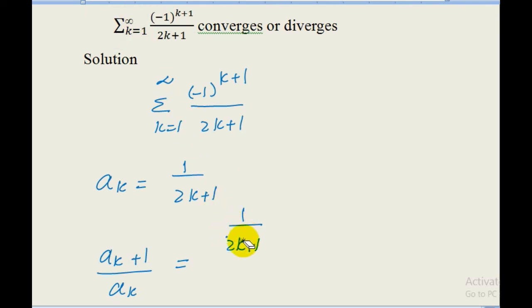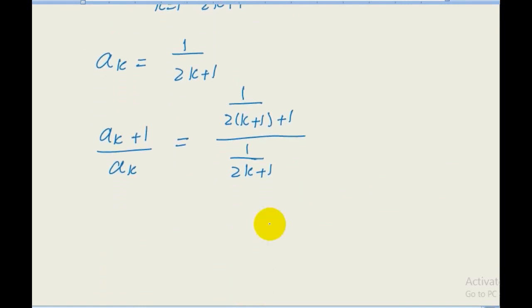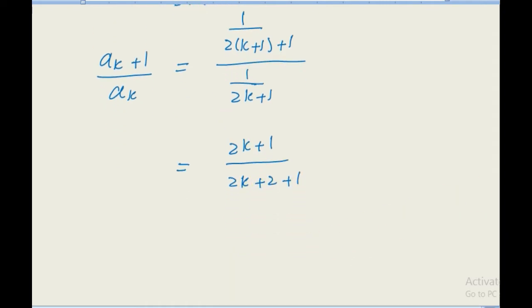1 upon 2 into k plus 1 plus 1, upon the value of ak, which is 1 upon 2k plus 1, and this is equal to 2k plus 1 upon 2k plus 2 plus 1, and this is equal to 2k plus 1 upon 2k plus 3.